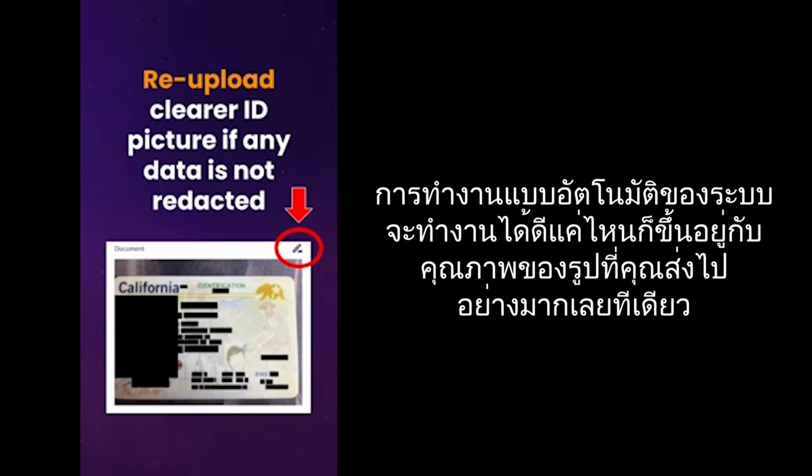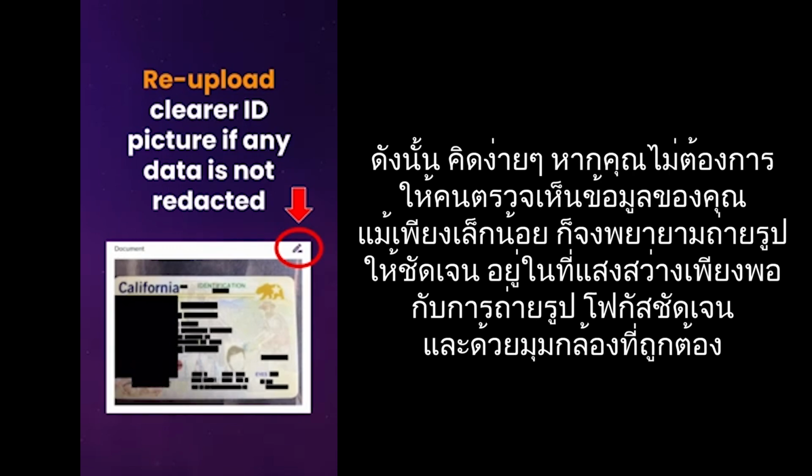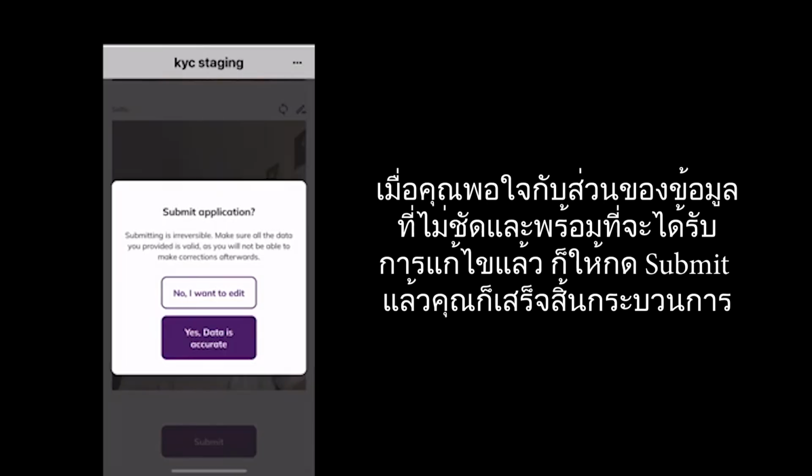How well the machine automation works very much depends on the quality of the photo of your ID document. So, in a sense, if you want to minimize the chance of your personal data being seen by human validators, try to provide the best possible photo of your ID document with good lighting, clear and focused content, and a straight and correct angle. Once you are comfortable with your obfuscated data, press submit and you are now done.